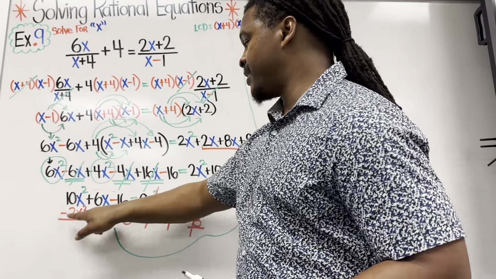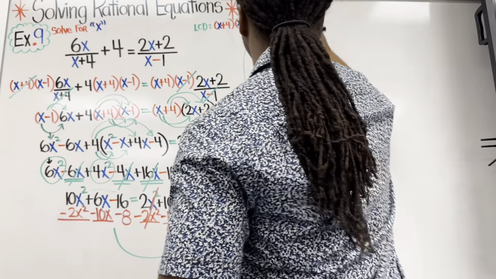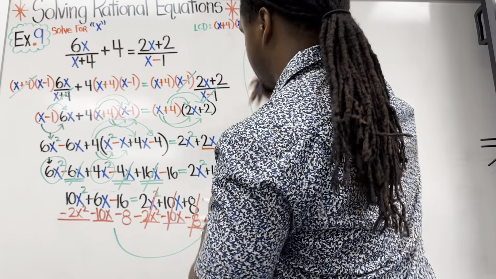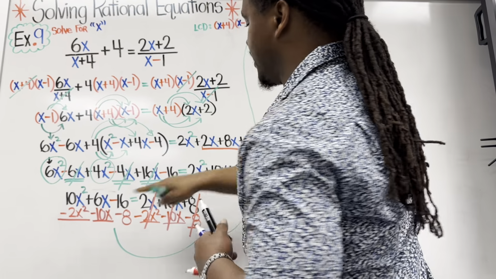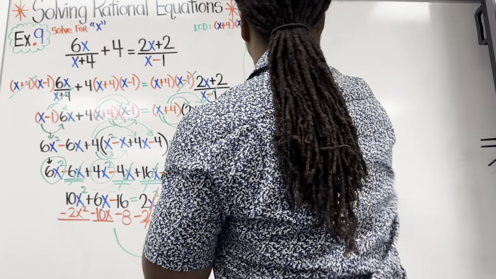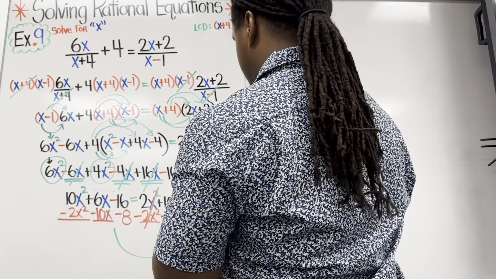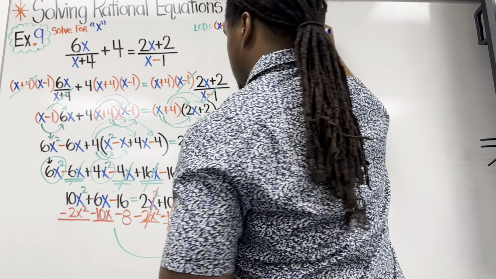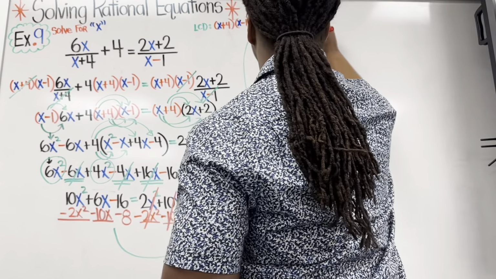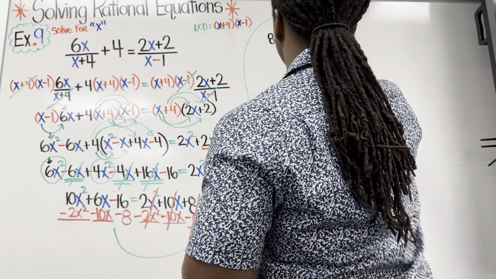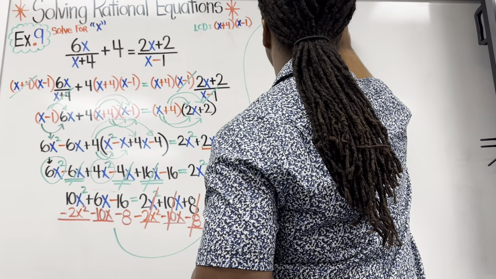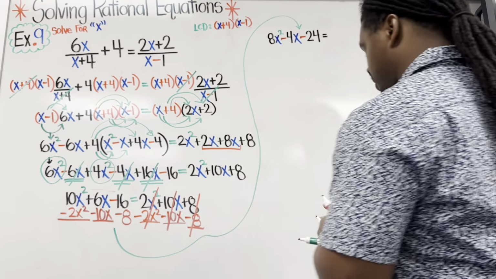So 10x squared minus 2x squared equals 8x squared. So I'm going to have an 8x squared, or x to the second power. Okay, 6x minus 10x equals negative 4x. Right? Yep, negative 4x. And then negative 16 minus 8 is negative 24. Negative 24. Yeah, negative 24. Okay? Okay, equal 0.